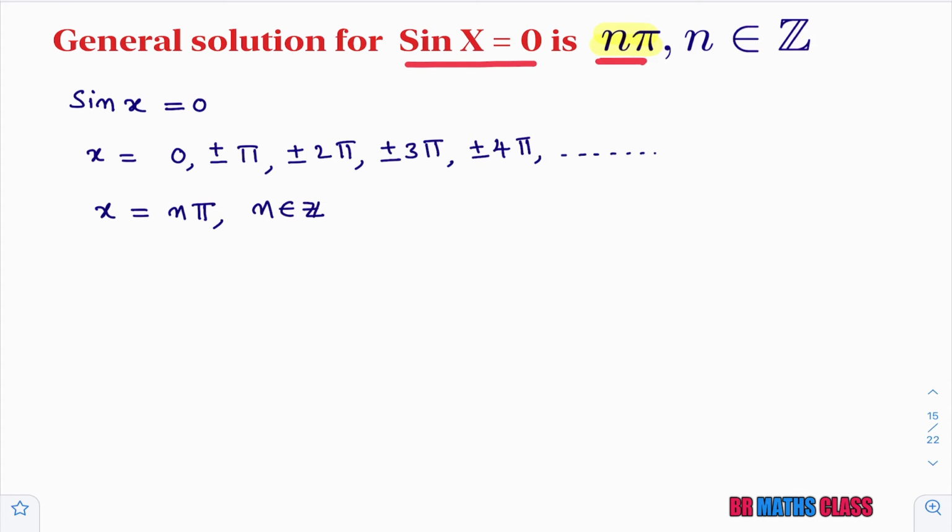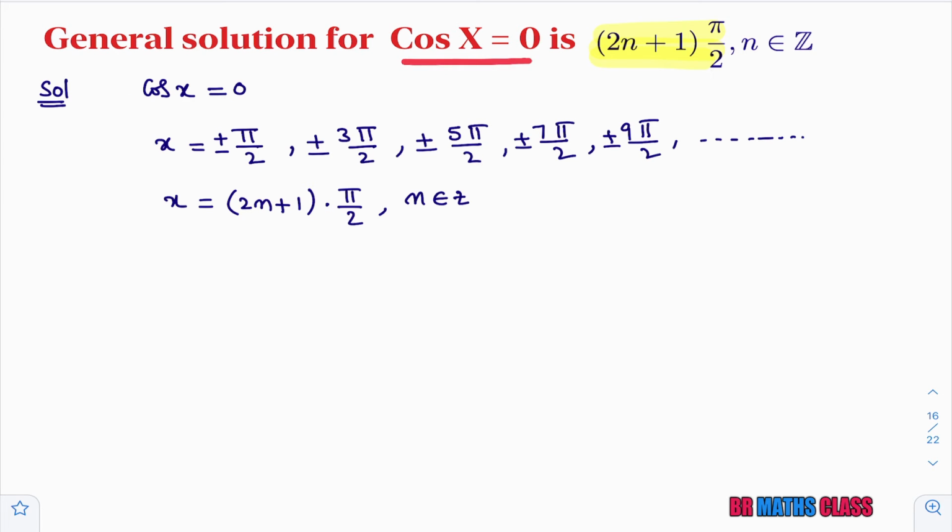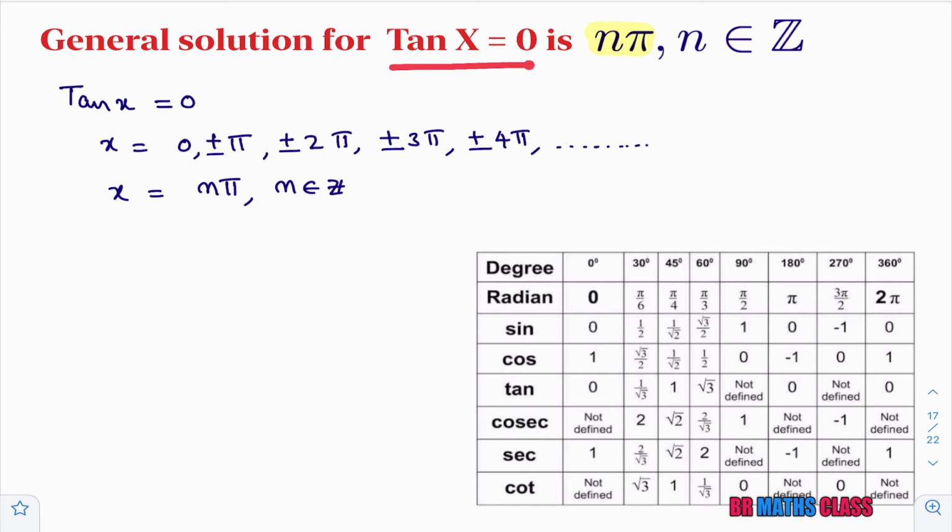This is the first formula. The general solution for cos x equal to 0 is an odd multiple of pi by 2, that is, (2n plus 1) into pi by 2. You need to memorize these results. Third result: the general solution for tan x equal to 0 is n pi.